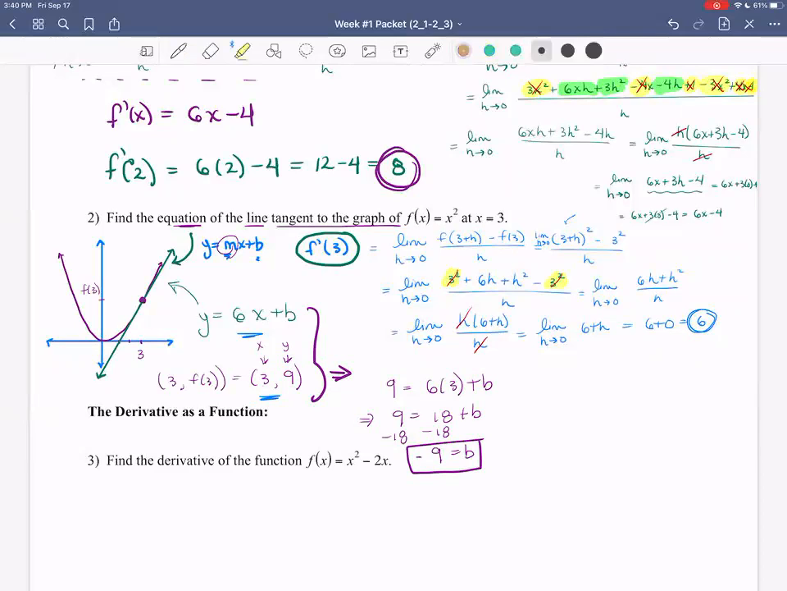Now let's put these two bits of information together. Our slope is 6. Our y-intercept is negative 9. So in final, our equation of our tangent line is y equals 6x minus 9. And that is the equation of the line tangent to the curve f of x equals x squared at x equals 3.